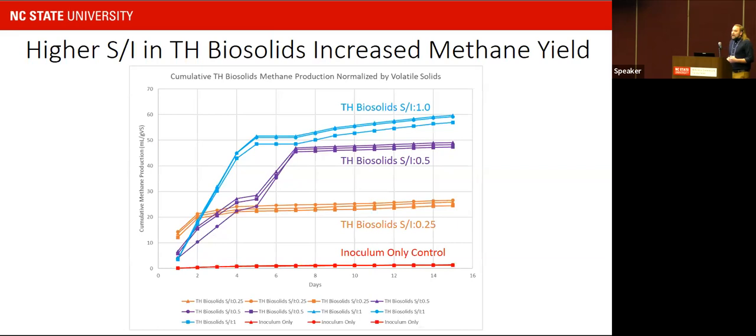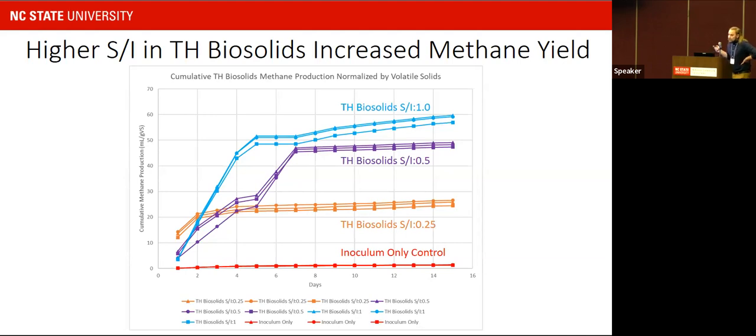Here we see a trial of different substrate to inoculum ratios in thermally hydrolyzed biosolids. We have time on the x-axis in days and cumulative methane production on the y-axis. We'll see that as we feed a small, a medium, and a large, we get more and more methane, though it's important to note that the differences between them are not equal. The small to medium jump is much bigger, whereas the medium to large is smaller.